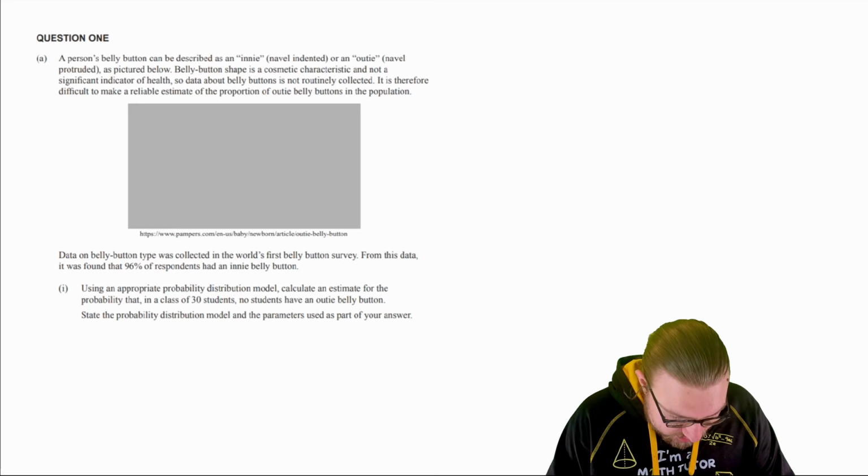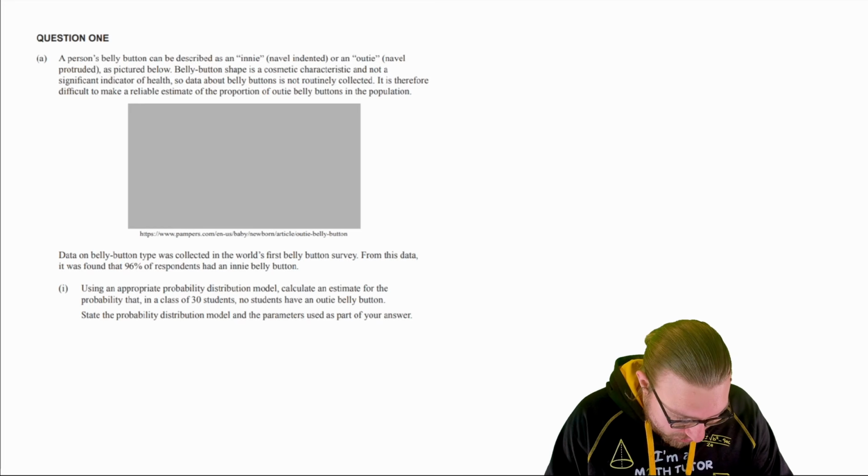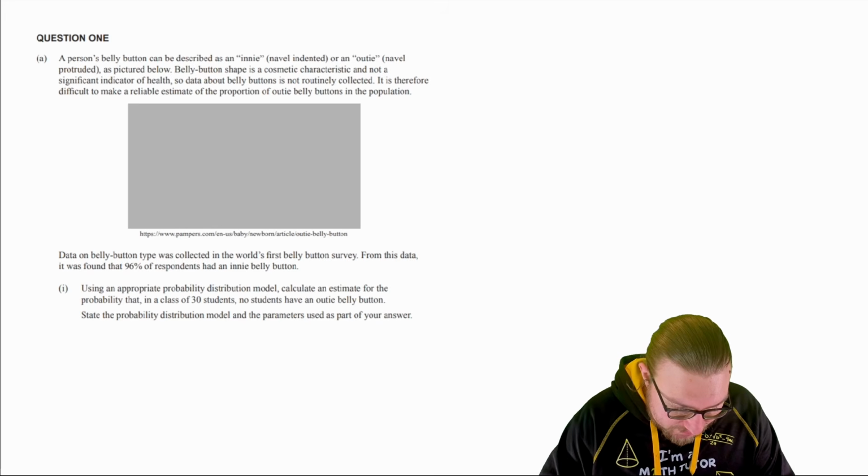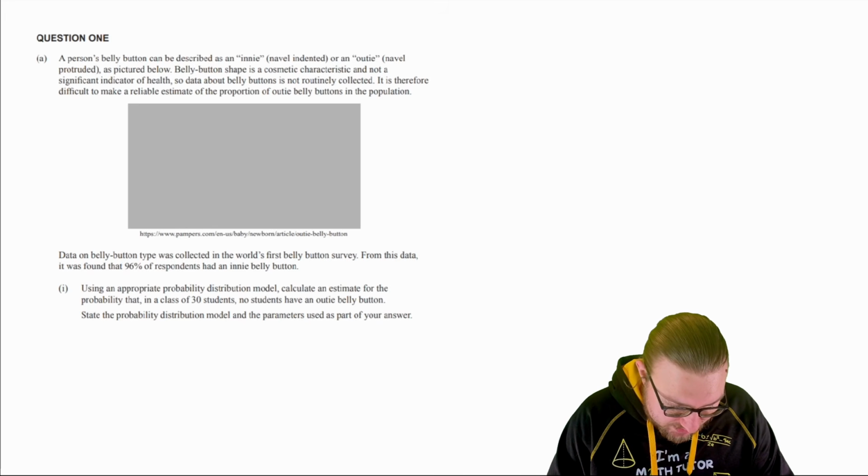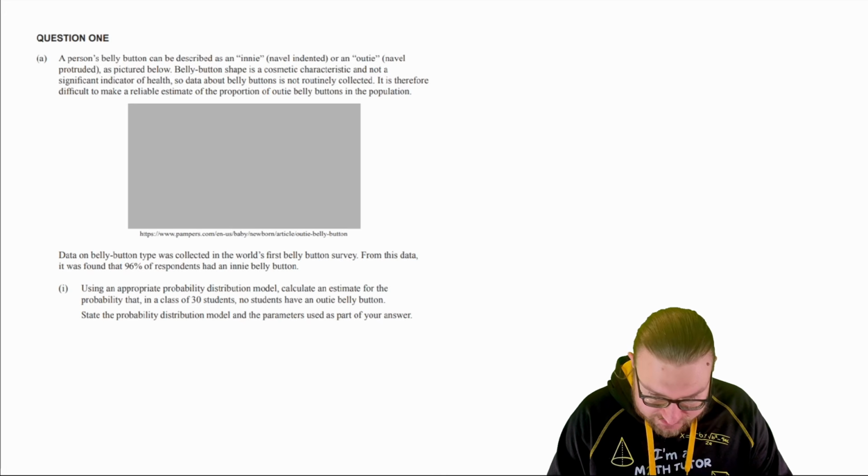So let's have a look what we need to do. Using an appropriate distribution model, calculate an estimate for the probability that in a class of 30 students, no students have an outie belly button. State the probability distribution model and parameters as part of the answer.